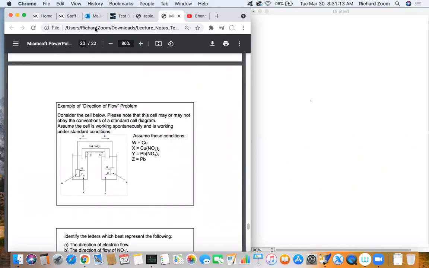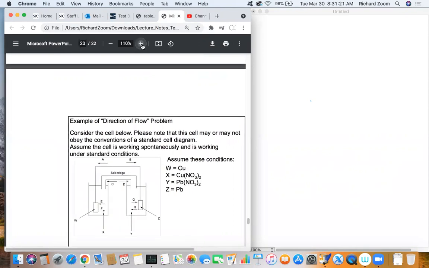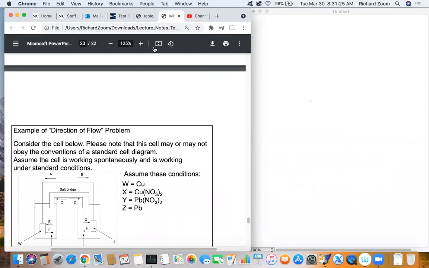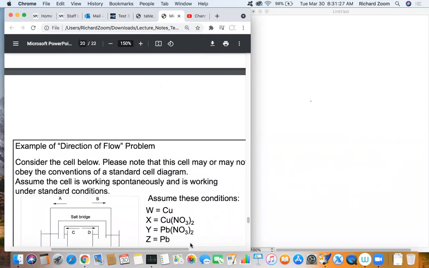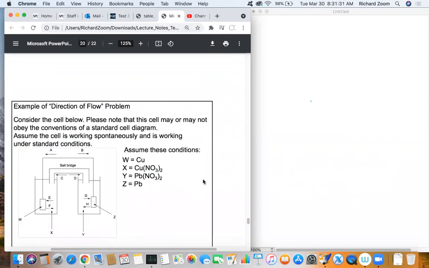Okay, let's take a look at this next thing here. This is the last topic. I actually think these are kind of fun, but not everybody agrees with me on that. Okay, this is what I'm calling a direction of flow problem. And what we've got here is an electrochemical cell.